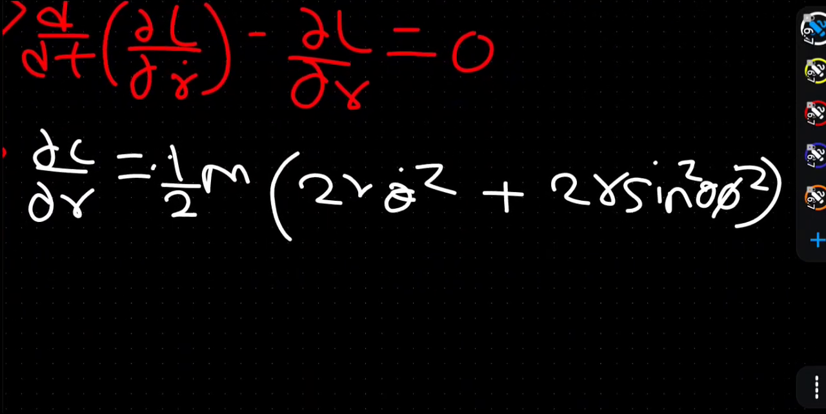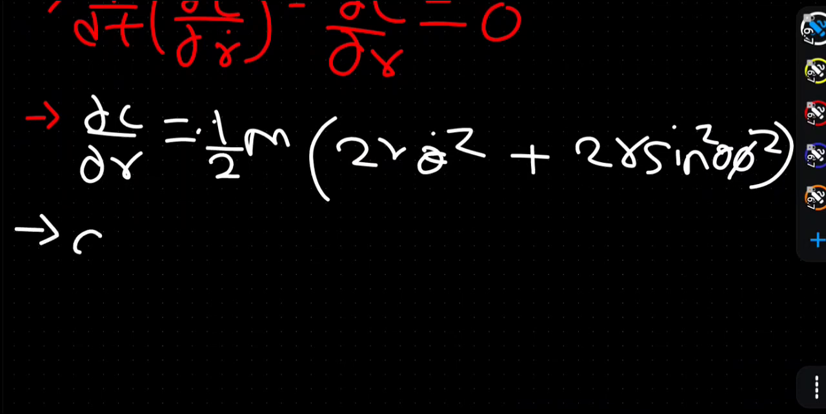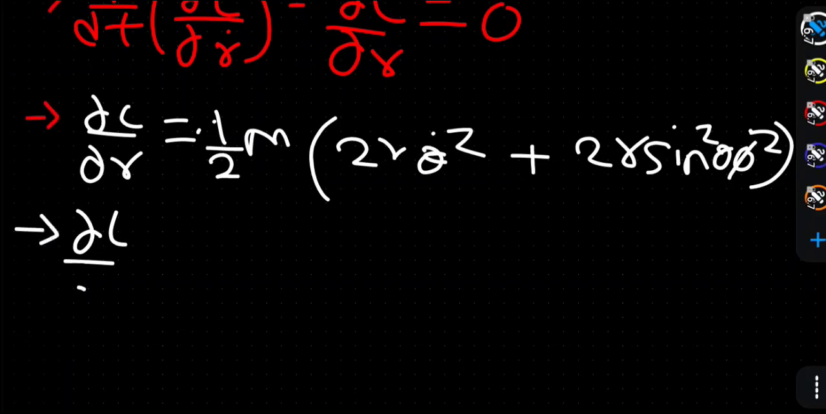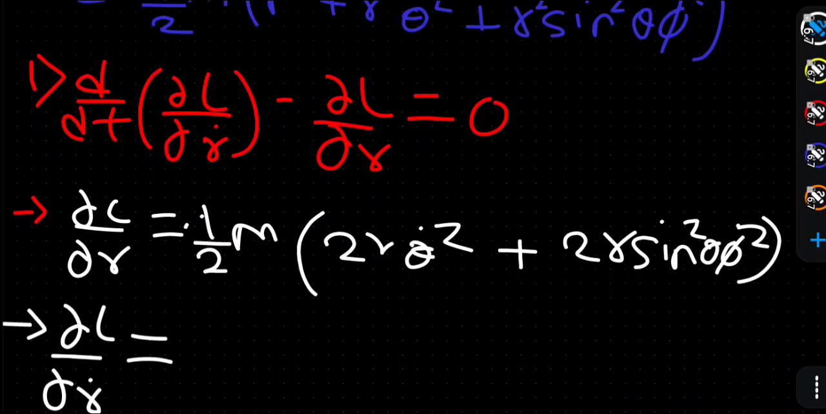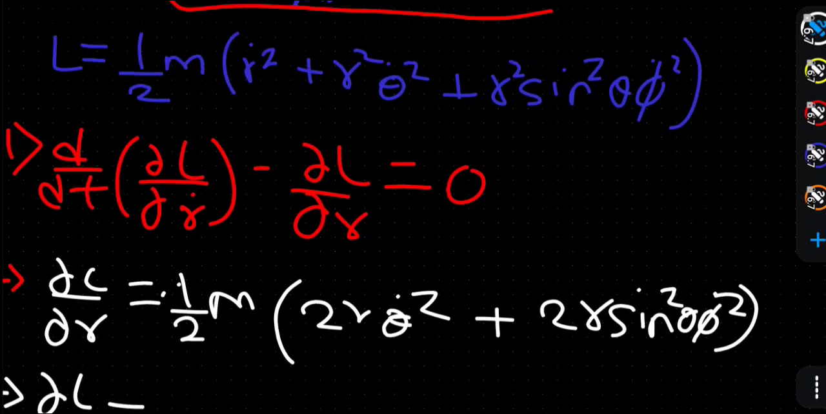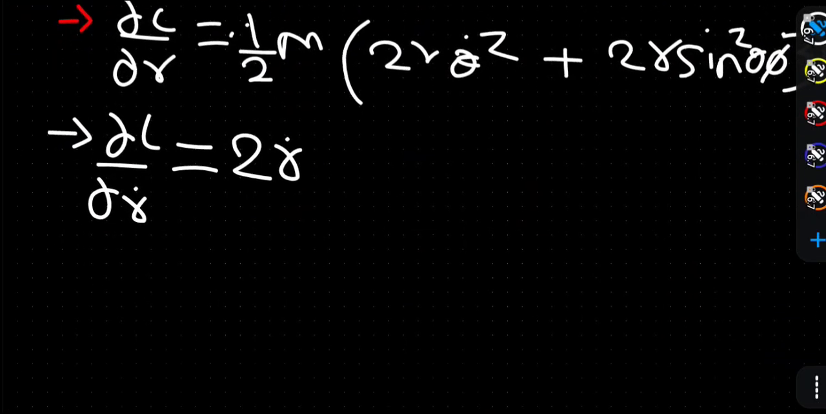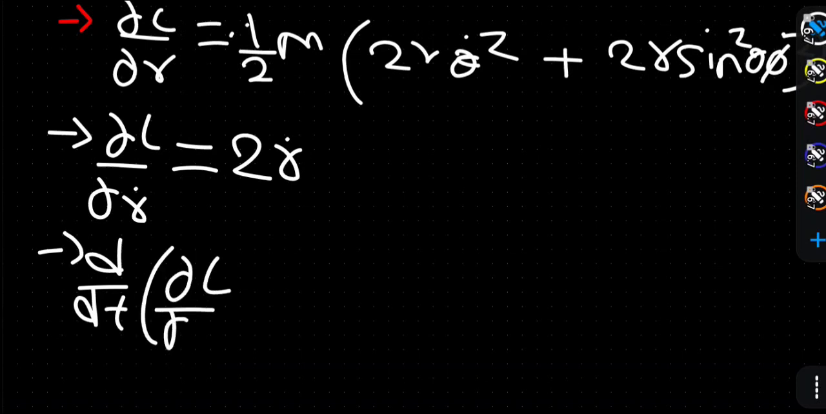Okay, so this is our ∂L/∂ṙ. Second, ∂L/∂ṙ, this is ∂L/∂ṙ, right? And ∂L/∂ṙ will be, again using this particular equation, when we differentiate, this term will become 0, this term will become 0, and the only term we are left with is 2ṙ. Now we are going to take the time derivative, d/dt of ∂L/∂ṙ, and it is equal to 2r̈.